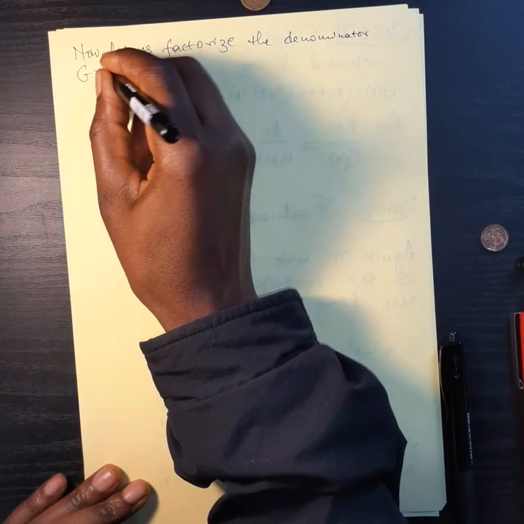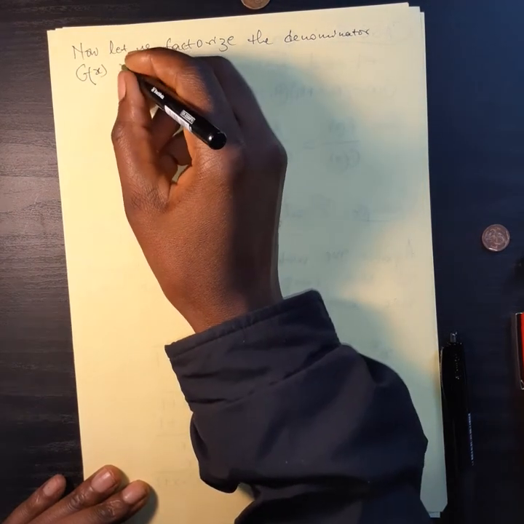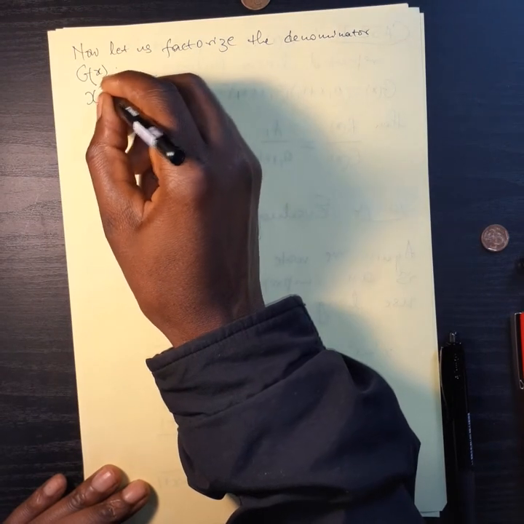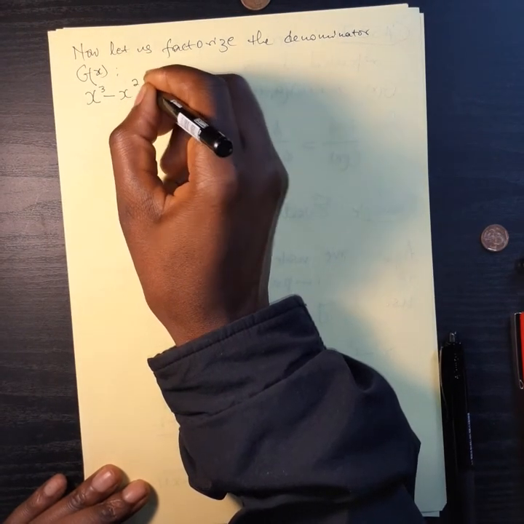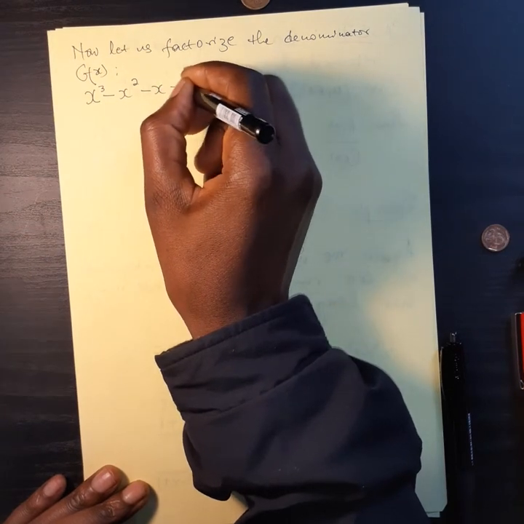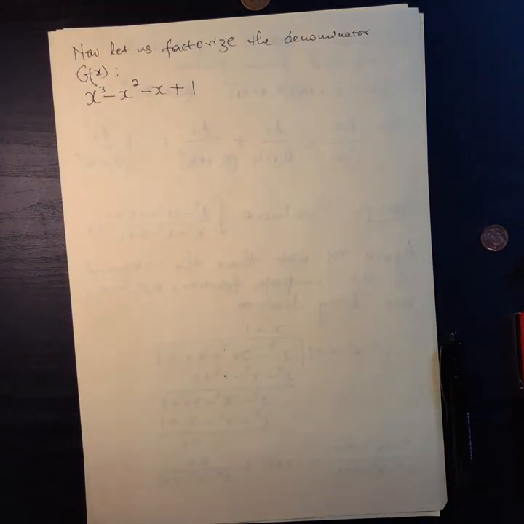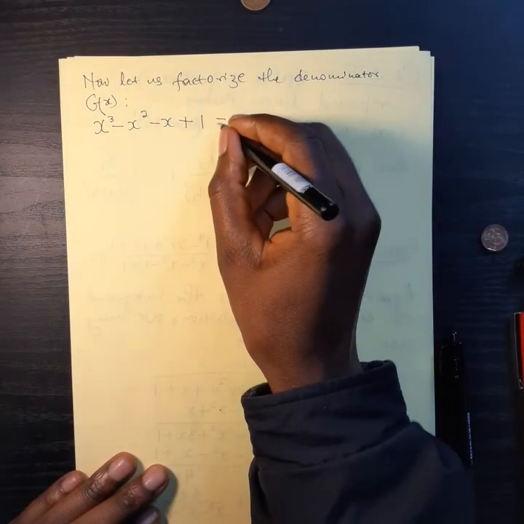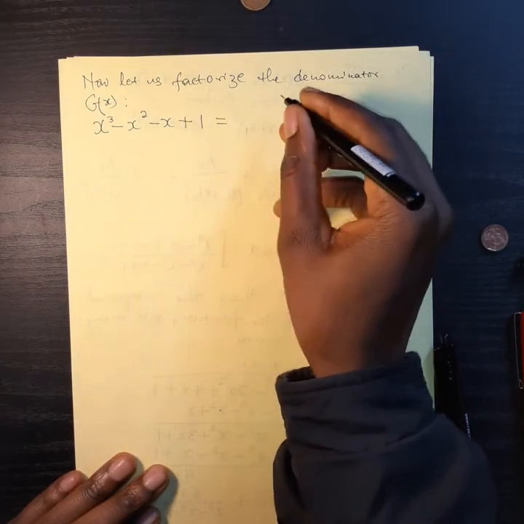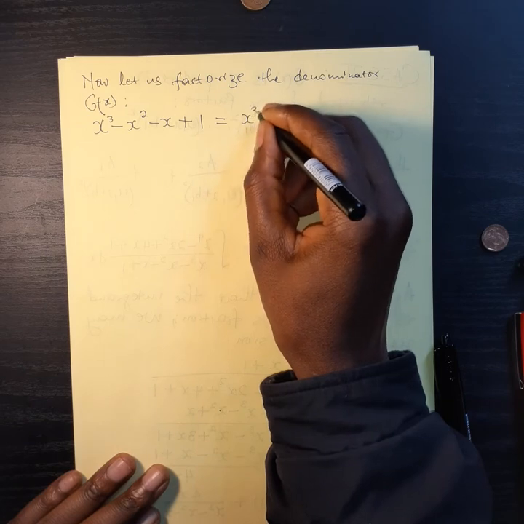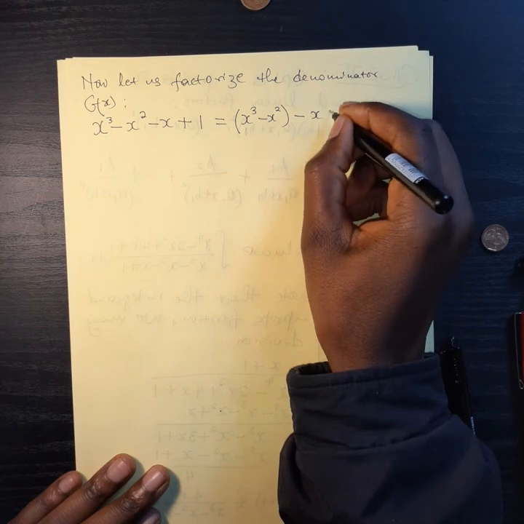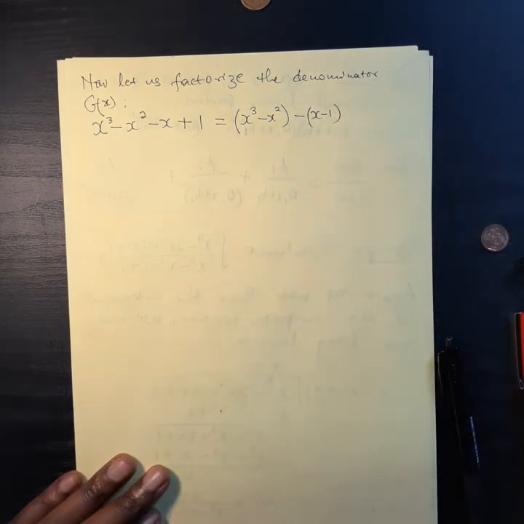We call it g of x. Our denominator, we remember, is x cubed minus x squared minus x plus 1. There are many ways of killing a cat. There are many ways of factorizing this. One way is to note that you may group the terms. You have x cubed minus x squared, group them like this, minus x minus 1, group them like that.